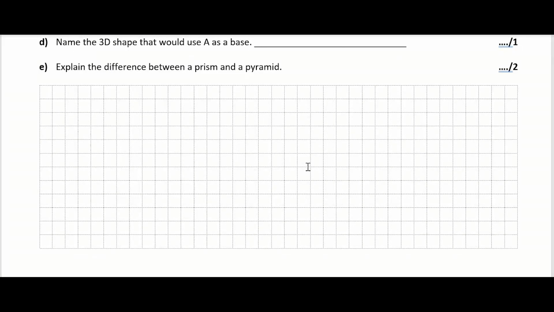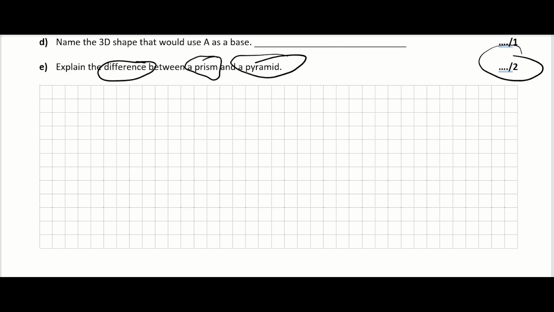Explain the difference between a prism and a pyramid. It's 2 marks here, so it's asking you to tell me exactly what it is. It needs you to tell me something about a prism and something about a pyramid. So you would say a prism has uniform cross sections throughout, whereas, and then explain how a pyramid differs. Because that's the key point there, the difference. I'm not just asking you to tell me what a prism is and then tell me what a pyramid is. Okay?